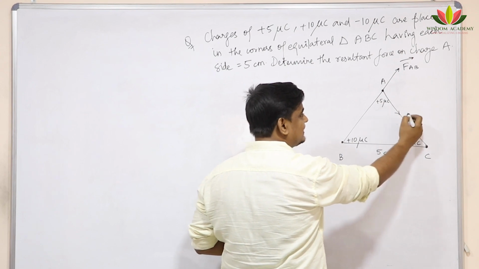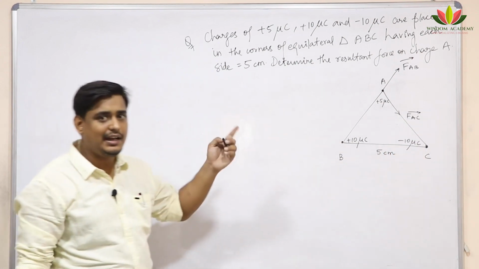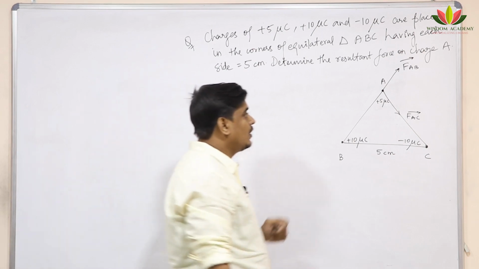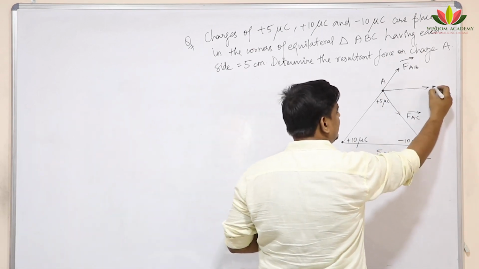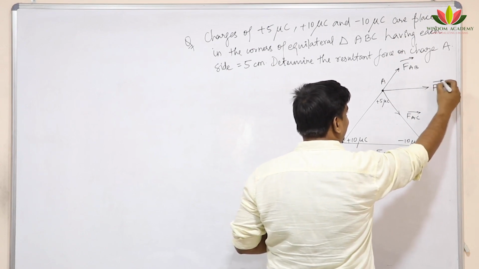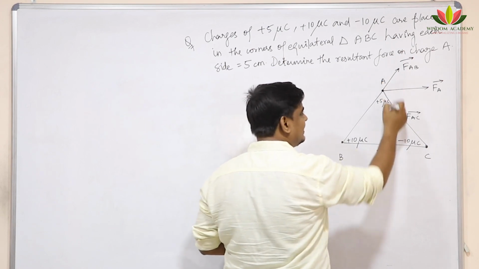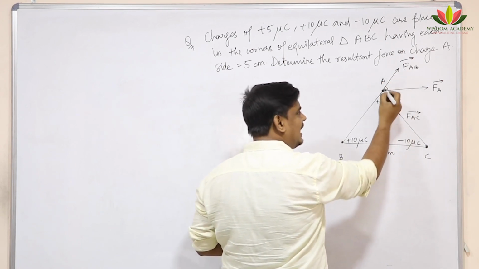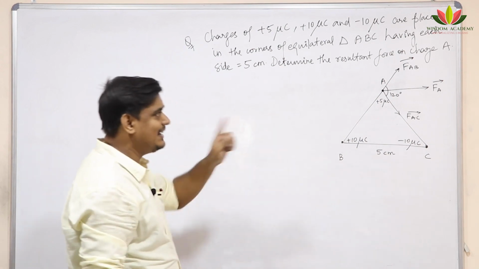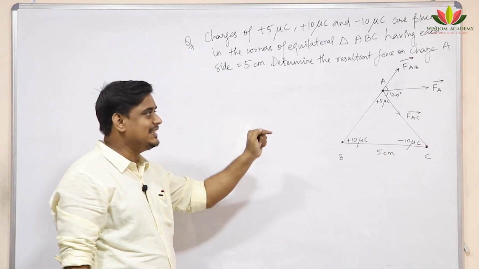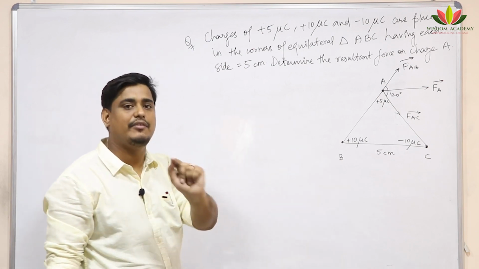So I'll write here FAC, that is the force on A due to the charge at C. What would be its resultant? Definitely it will be somewhere here. That is called F at A. And can you tell what will be the angle between FAB and FAC? It is not 60 degree, it will be 120 degree. So if I find FAB and FAC, then using the parallelogram law of addition, I can find FA very conveniently.